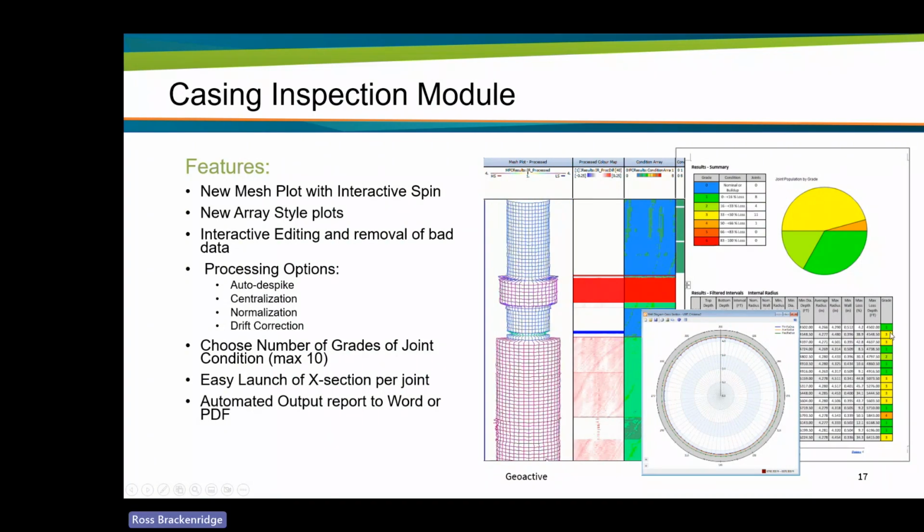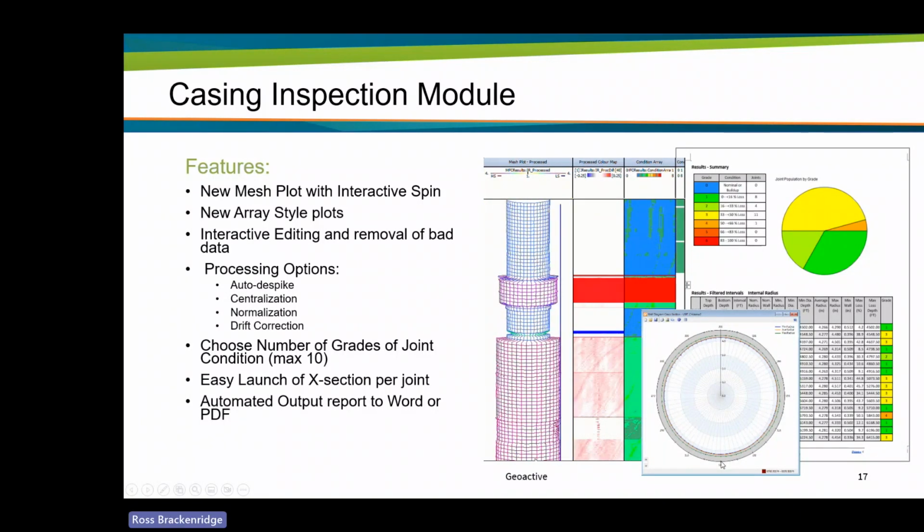And you end up with a report that gives you, for each casing joint, statistics and a condition, plus some stats on how many of each condition we ended up with. We also have the cross section that you can do for every joint, and that'll give you the min, max, and average radial diameter of each joint. And that report can be exported to a Word document or a PDF.